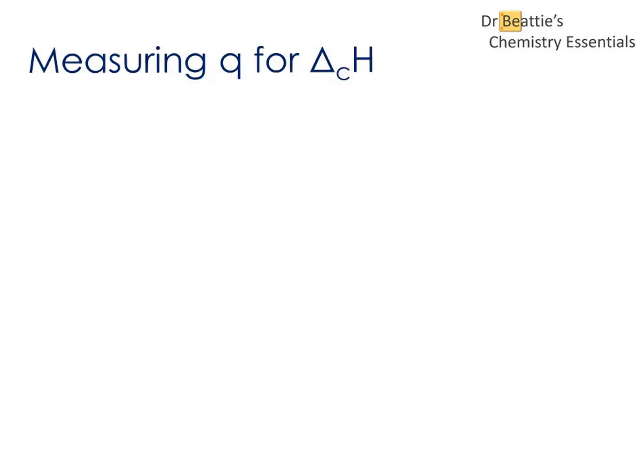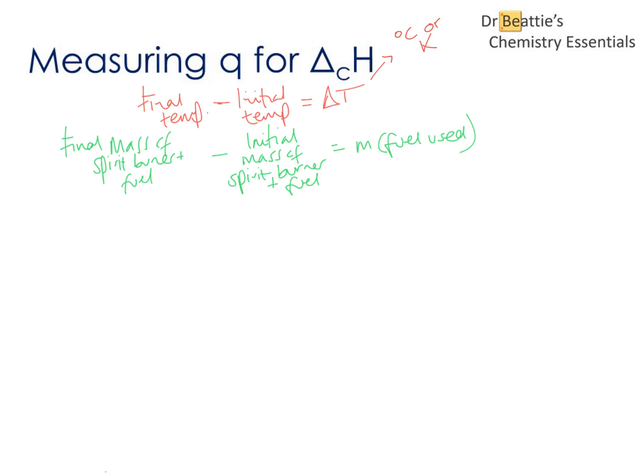Energy transferred. The data you can pull from this experiment includes the temperature difference between the initial temperature and the final temperature. Also the final mass of the spirit burner and the fuel minus the initial mass of the spirit burner and the fuel gives us the mass of the fuel burnt. And then the final thing we had control of was the volume of the water used. Now we're going to need that in terms of the mass of the water used. And it just so happens that for 1 centimetre cubed, the density means that equals 1 gram.